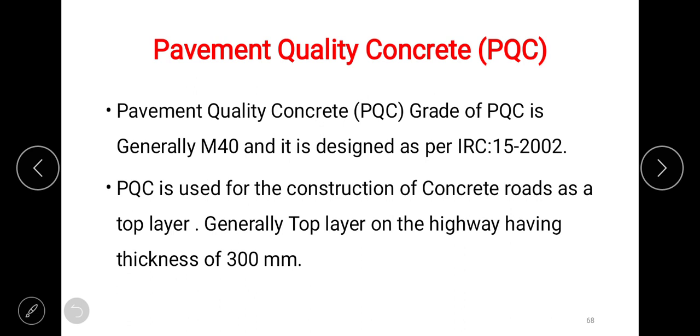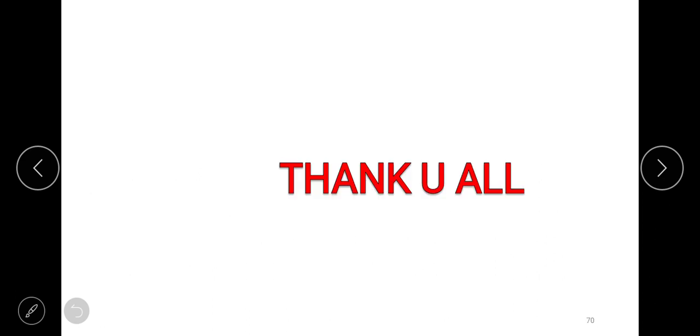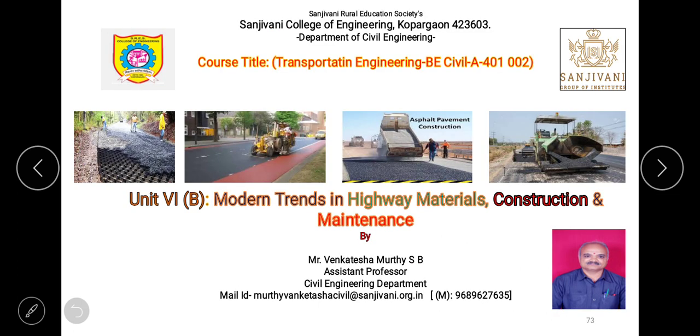In the last class, we have seen up to pavement quality concrete, that is PQC. That was the last article as far as 6th A part is concerned. So, we have seen in that what is PQC, what is the need of it, and what materials are used, and how it is spread, etc. Now, we will see sixth B part.